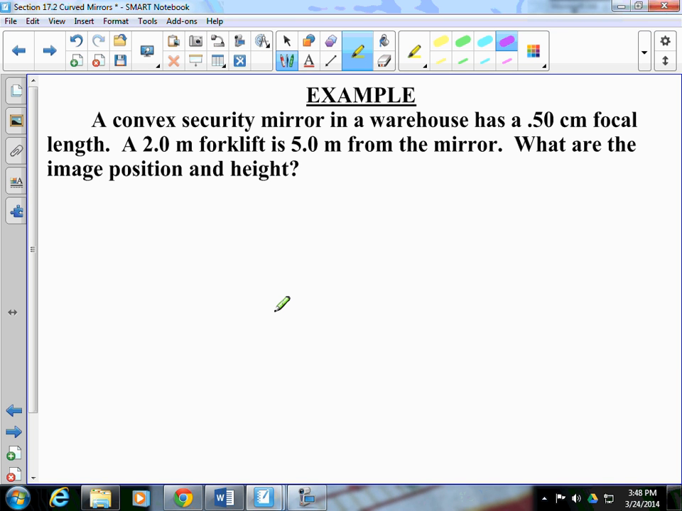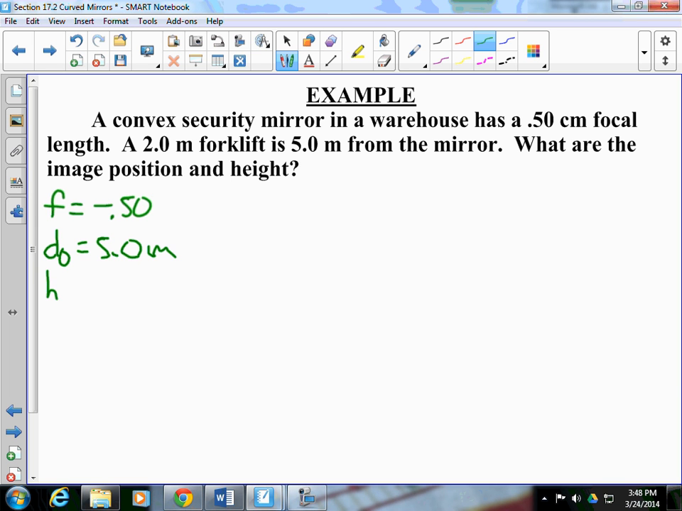So if we look at this very first problem here, a convex mirror in a warehouse has a 0.5 centimeter focal length. Well, our focal length is going to equal negative 0.50. A 2-meter forklift is 5 meters from the mirror. So our object distance is 5.0 meters, and the height of the object, our actual forklift, is 2.0 meters. What are the image position and image height? So we are trying to solve for DI and HI.